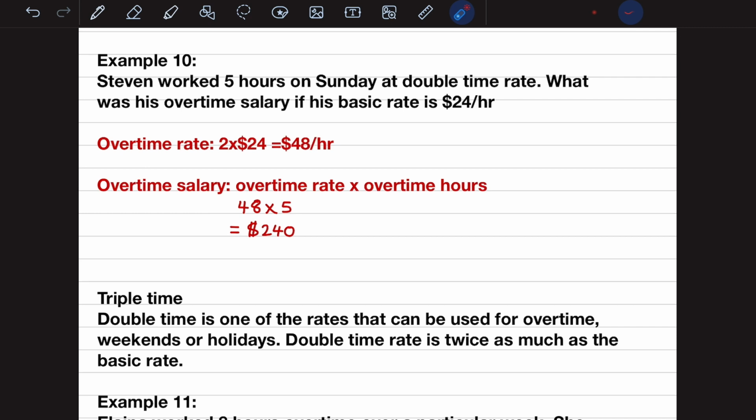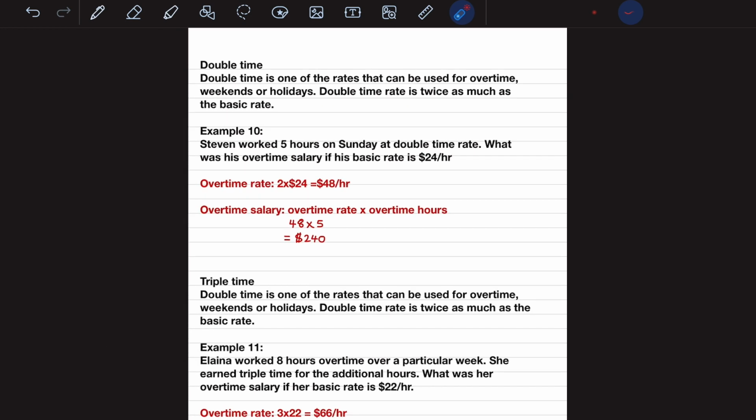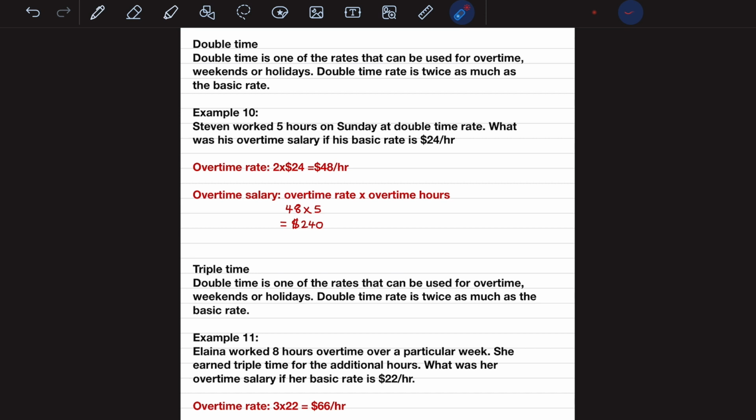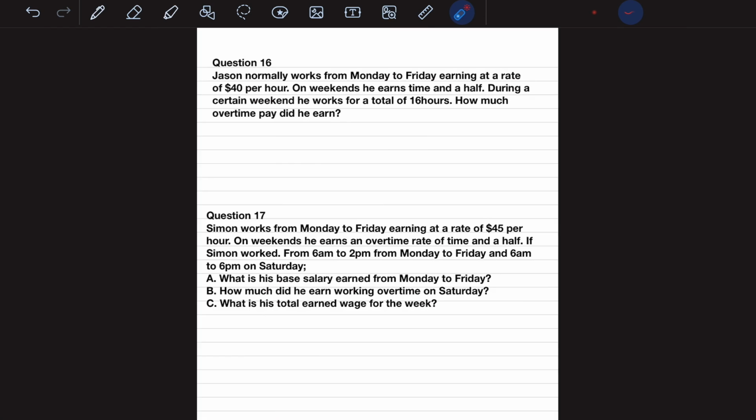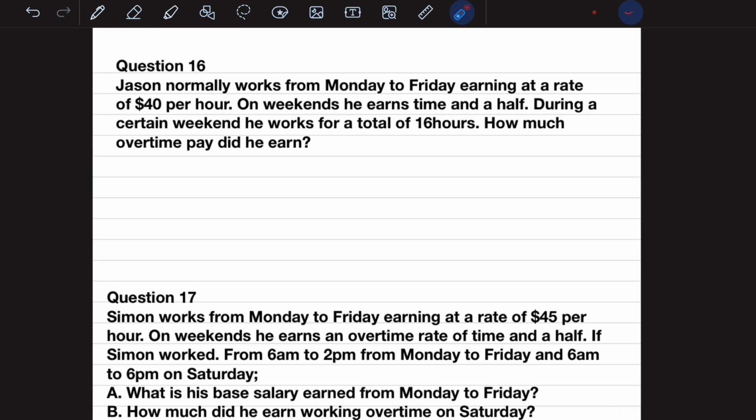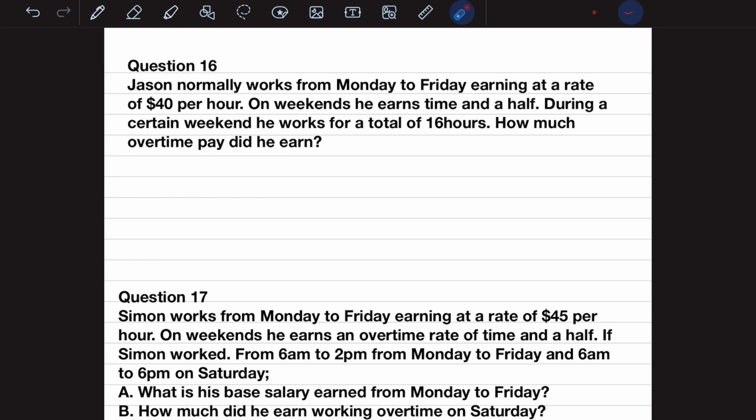It's very similar to double time. Right, so we can pause the video now and let's correct the triple time. Triple time would be 3 times your basic hourly rate. 3 times 22 in this case is 66. So we multiply $66 per hour by the number of hours to determine the overtime salary. Alright, so let's try some questions. Pause the video and try these 2 questions for me.